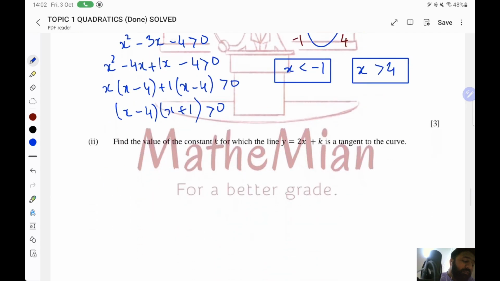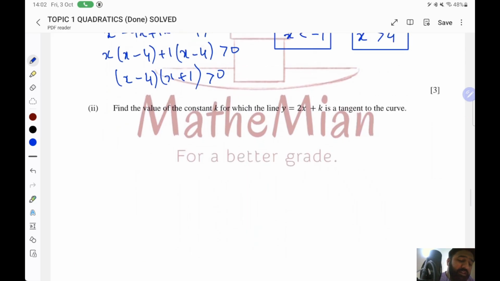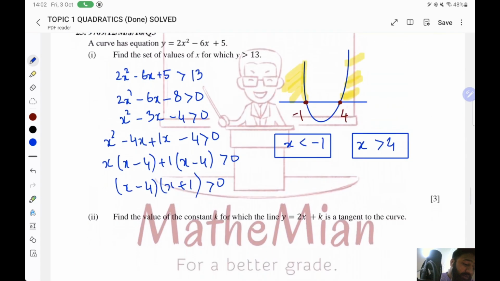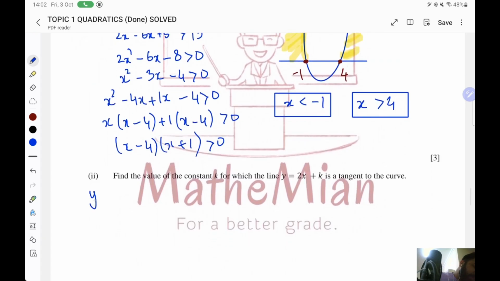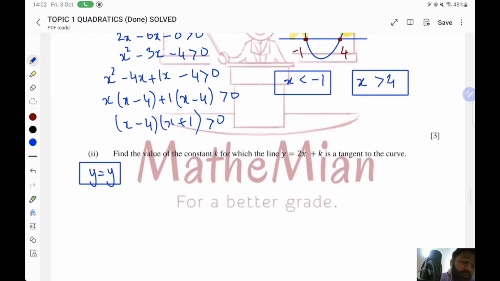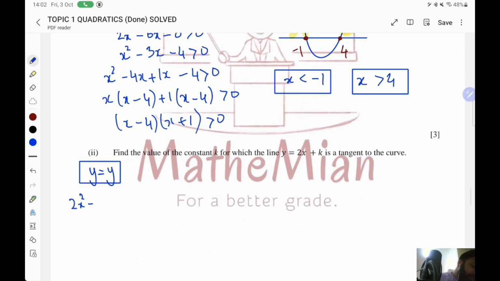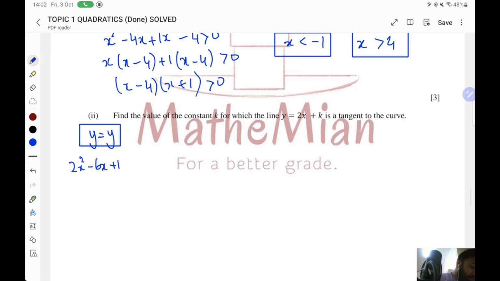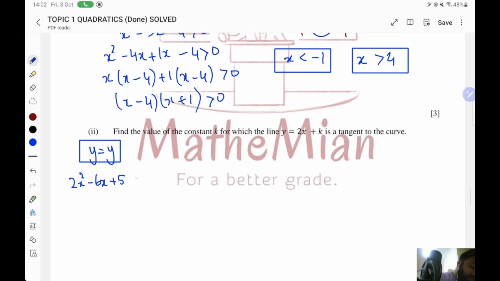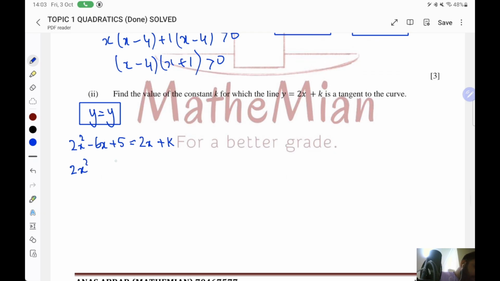Find the value of k for which the line y is tangent to the curve. We already have the curve equation. Tangent to the curve means we first need to find the equation of intersection, which means y equals y, and that is 2x square minus 6x plus 5, and it is equal to 2x plus k. So if you simplify, it will be 2x square minus 8x plus 5 minus k equals 0.